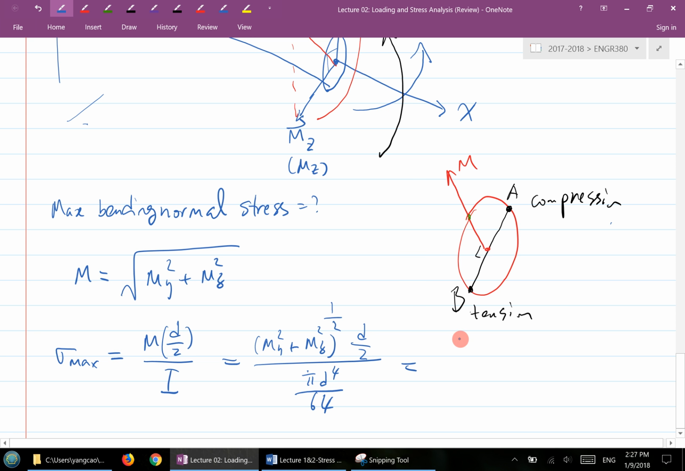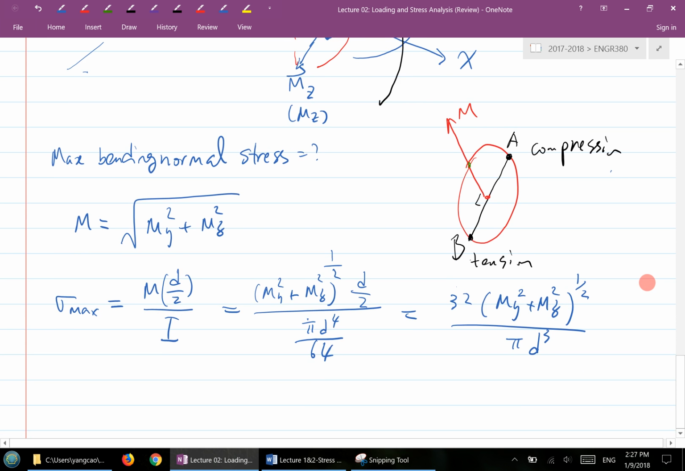So overall, you get 32 times that over πd cubed. That's your maximum. This is your two-plane, basically two-plane bending scenario. Okay, you get to know basically where it is and what the value of the maximum is.